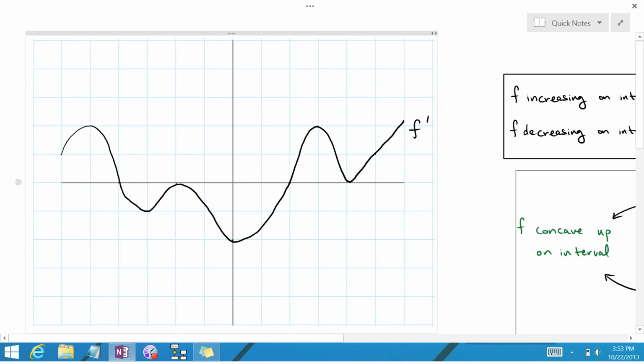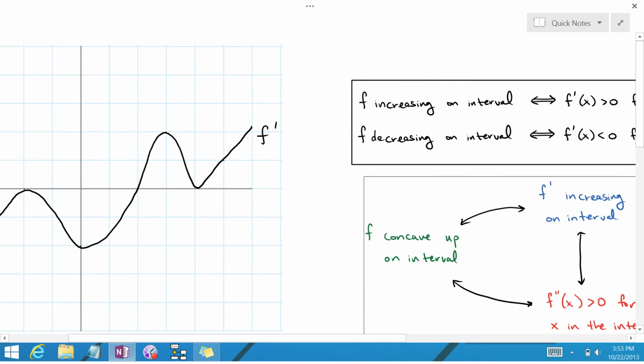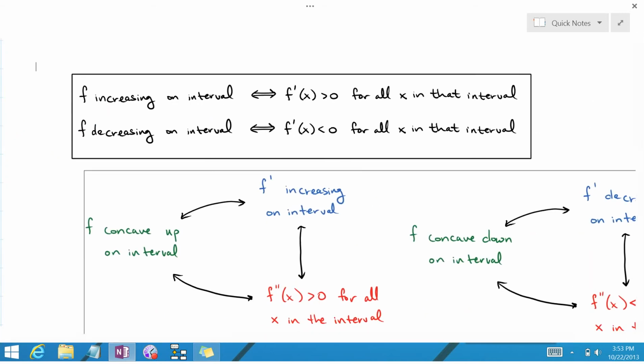Okay, in this video we're going to discuss how you can draw the graph of a function f if you're given the graph of f prime. And the key tool here is this pair of boxes right here. So we'll start with the first box.